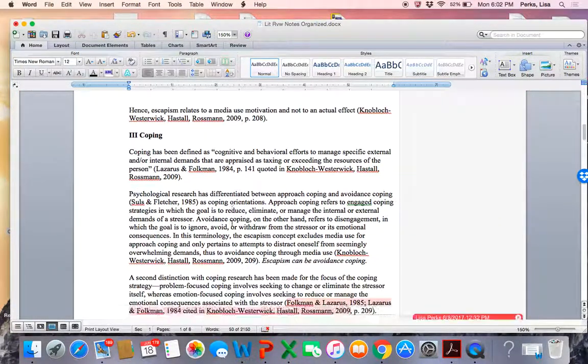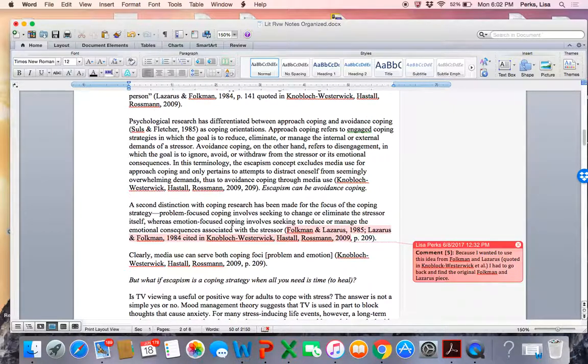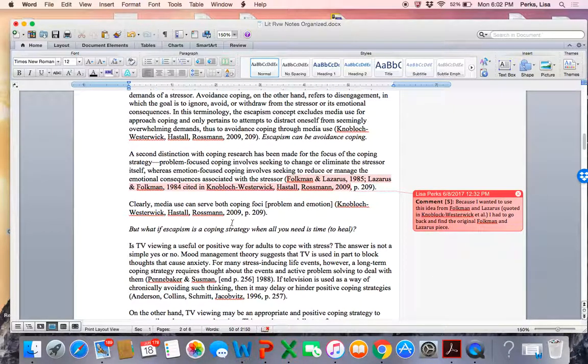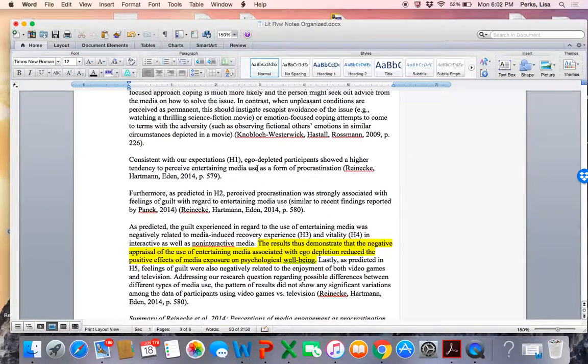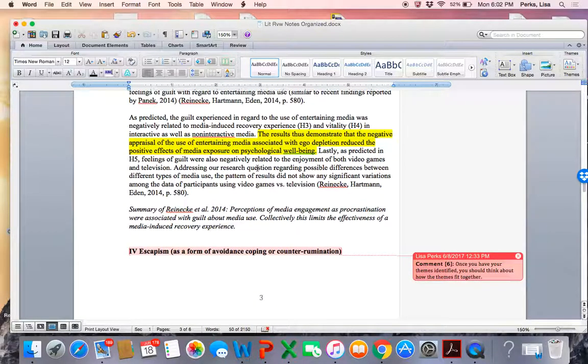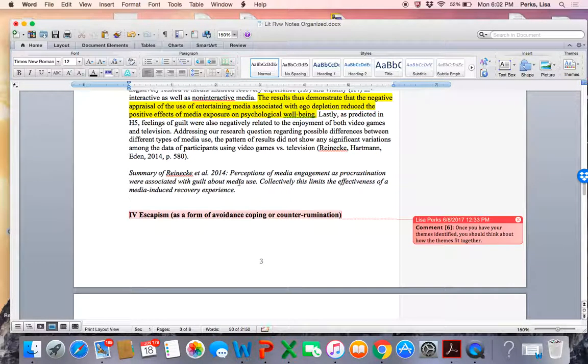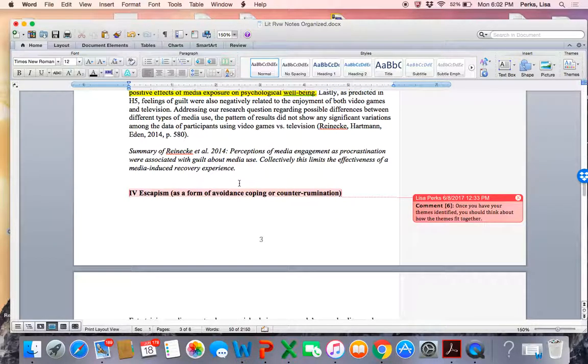Coping was really important for me to define as part of this study because it was essential to what I was exploring and arguing. And I note over here that if you want to use a definition that's quoted within a source, you have to go back and find the original. So Folkman and Lazarus were quoted in the Knobloch-Westerwick piece, so I had to go look up Folkman and Lazarus. And again, you need 8 sources, and so looking up some of those useful sources will be a way to add to the 6 that you already have.